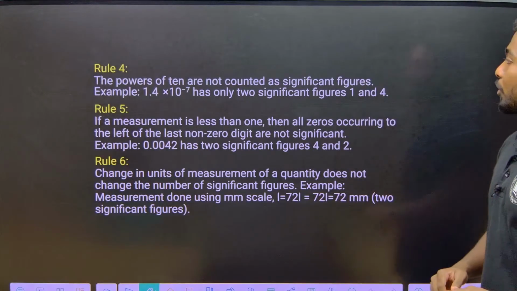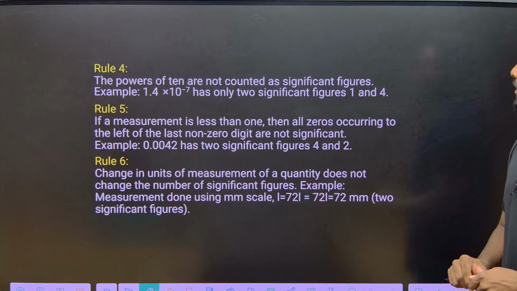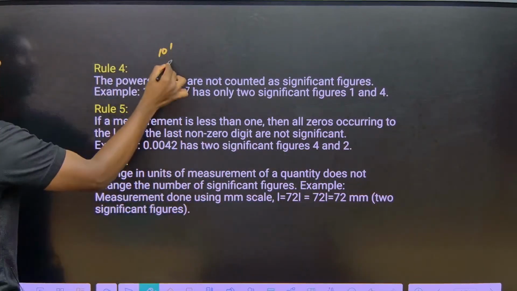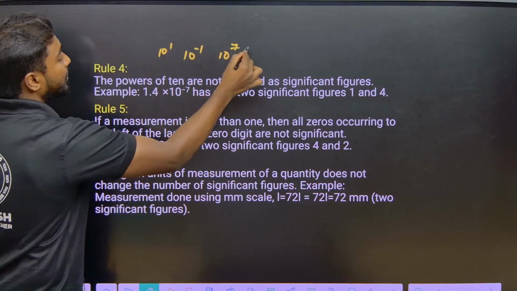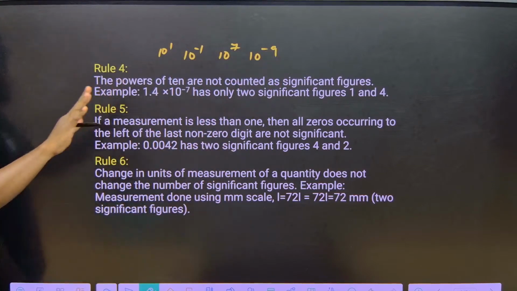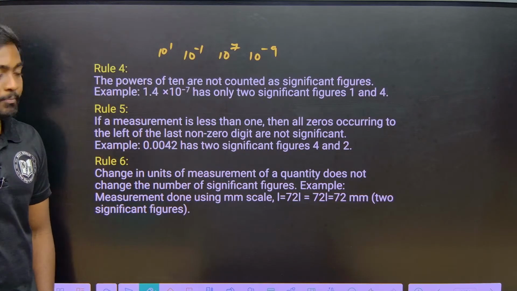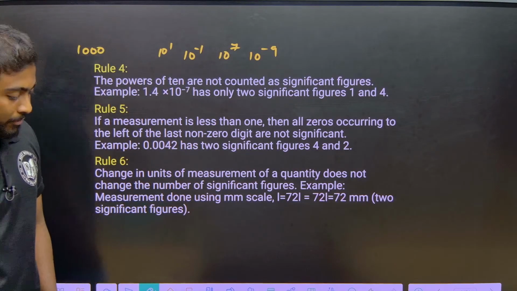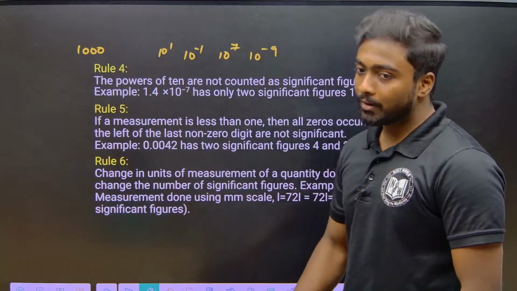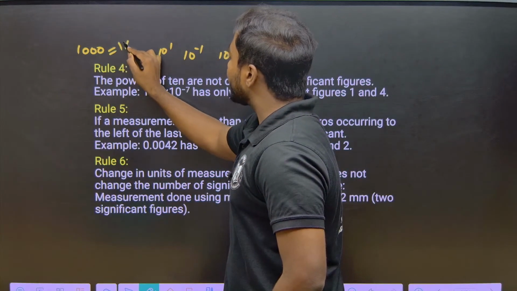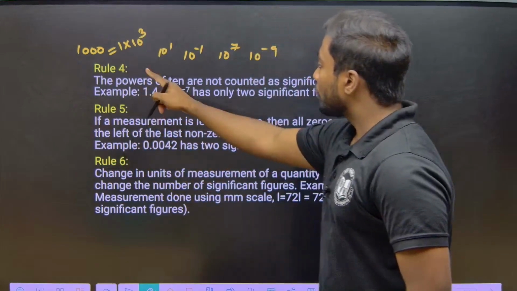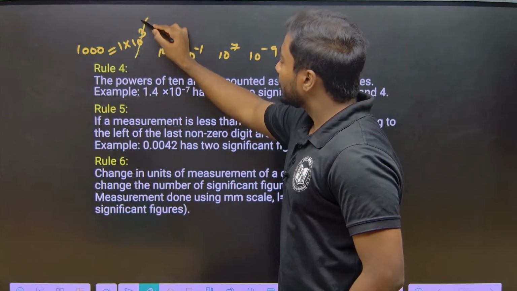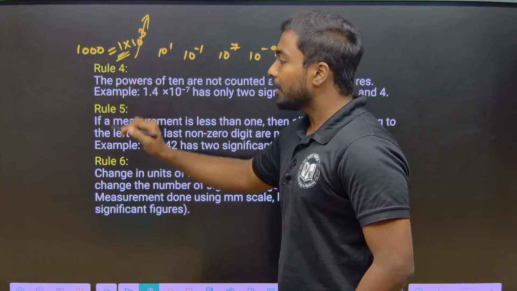Okay. Rule number 4. The powers of 10 are not counted as significant. So like we have seen, 10 power 1 or 10 power minus 1, 10 power 7, 10 power minus 9, whatever power of any number, are not counted as significant. So if we say 1000, in the previous slide we have seen 1000. How many significants are there? 1 significant. I can write this 1000 as 1 into 10 power 3, right? So what is rule number 4 now? The powers of 10 are not counted as significant. So I am not counting now. So the significants are 1.